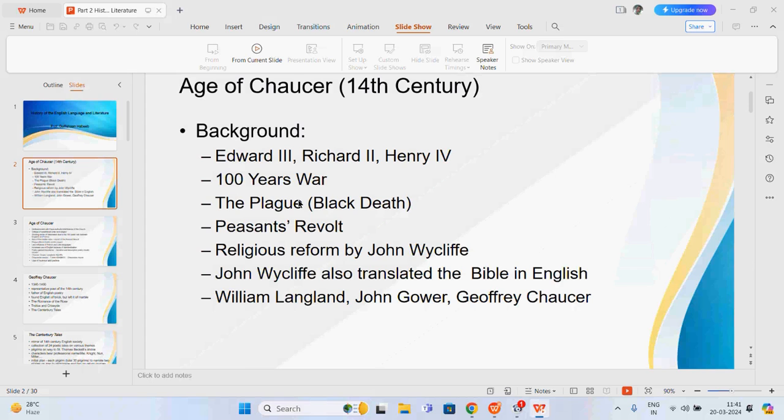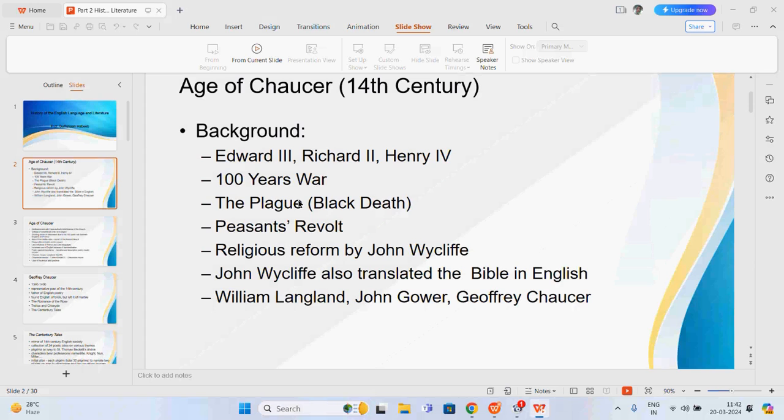Because of the 100 Years' War that took place between England and France, there was an increasing sense of nationalism among the English people. This was also the age of the rise of the middle class as a result of the peasants' revolt. I told you a little while ago, based on the previous slide, that the plague, also referred to as the Black Death, had a significant impact on society.